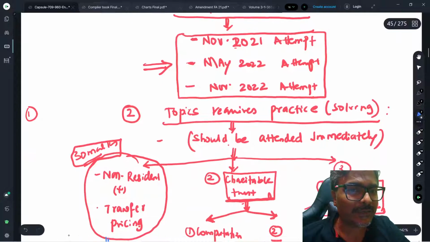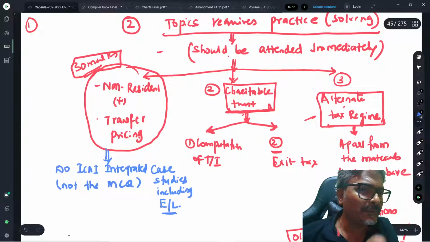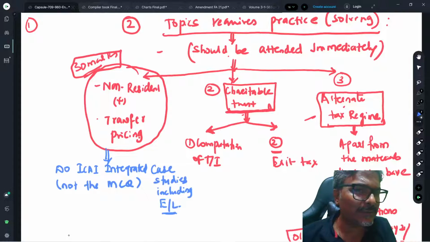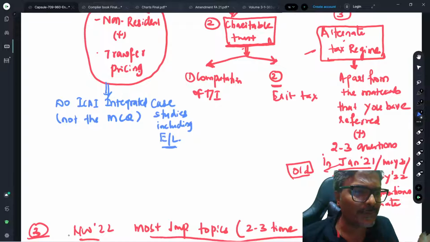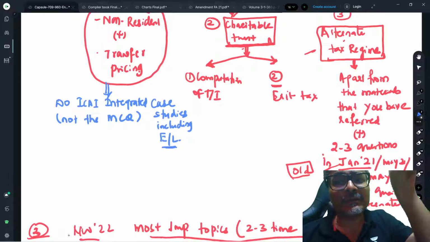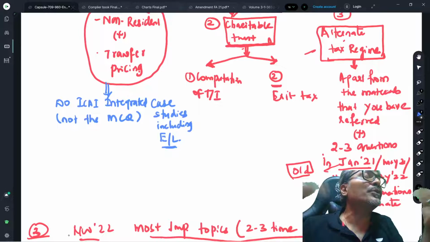Topics requiring practice, which should be attended immediately: NR taxation plus transfer pricing, primary charitable trust, computation of total income, exit tax, alternate tax regime. Alternate tax regime, apart from the material that you have referred, plus 2 to 3 questions in Jan 21, May 21, November 21, May 22. Either it is old or new, doesn't matter.